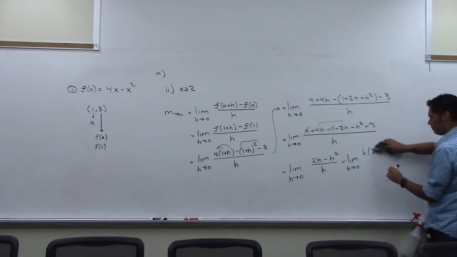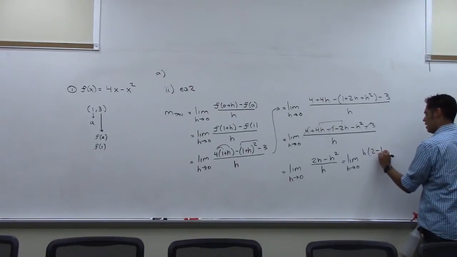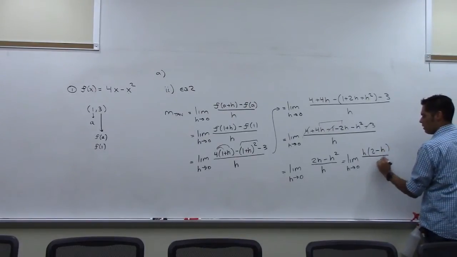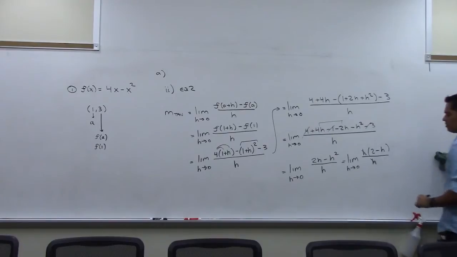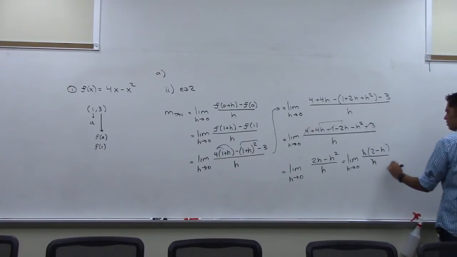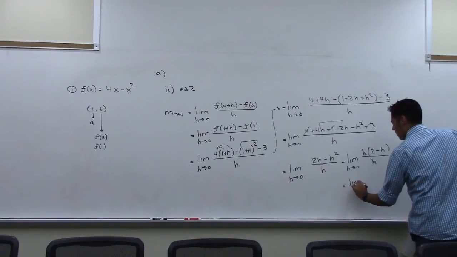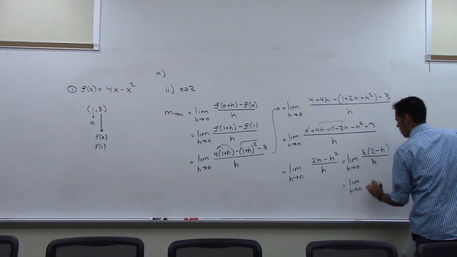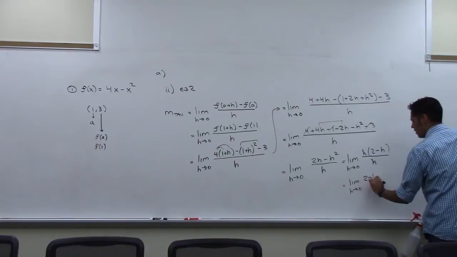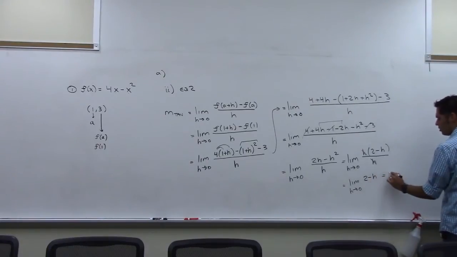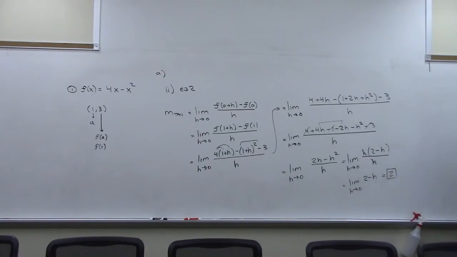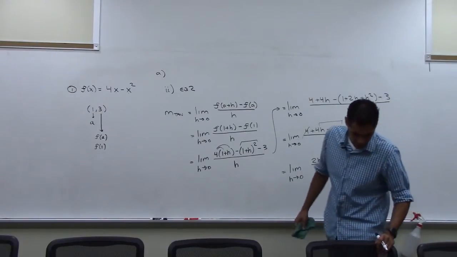minus, pull out an h, sorry, minus h all over h, and then these h's cancel, and we get just this. So limit as h goes to 0 of 2 minus h, and when h goes to 0, you just get 2. Now, I thought we got negative 2 just a second ago.